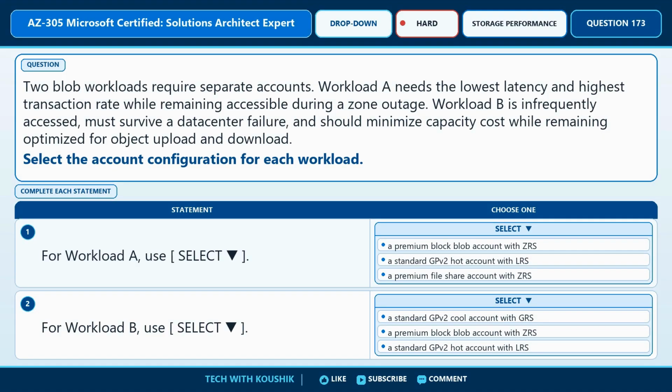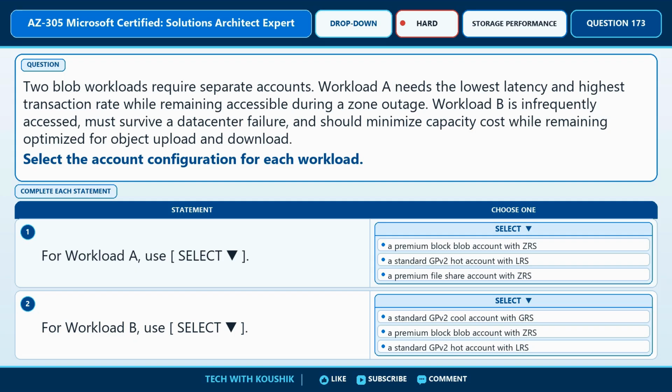The next item is question number 173. Scenario: 2 blob workloads require separate accounts. Workload A needs the lowest latency and highest transaction rate while remaining accessible during a zone outage. Workload B is infrequently accessed, must survive a data center failure, and should minimize capacity cost while remaining optimized for object upload and download. Select the account configuration for each workload.